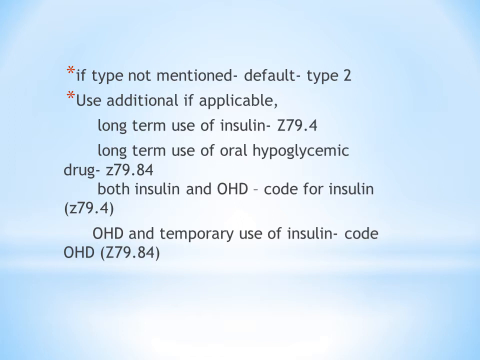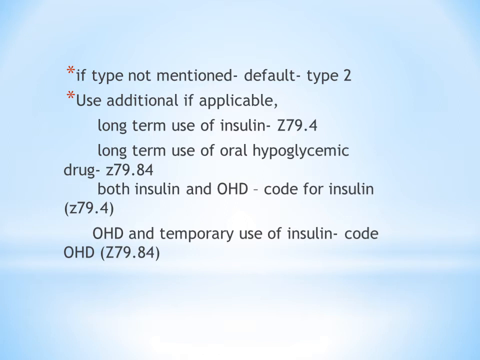Similarly, if the documentation states that the patient is on oral hypoglycemic drugs, then we have to code additionally for that, that is Z79.84. So if the patient has some type of diabetes and is on an oral hypoglycemic drug, then our first code will be E10 or E11 depending upon the type, and the second code will be Z79.84, long-term use of oral hypoglycemic drug.